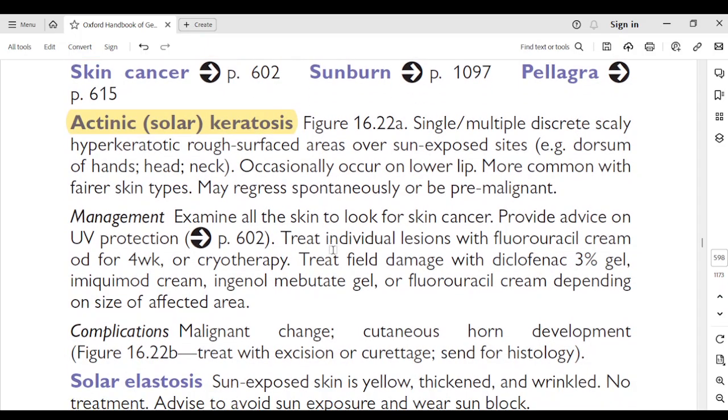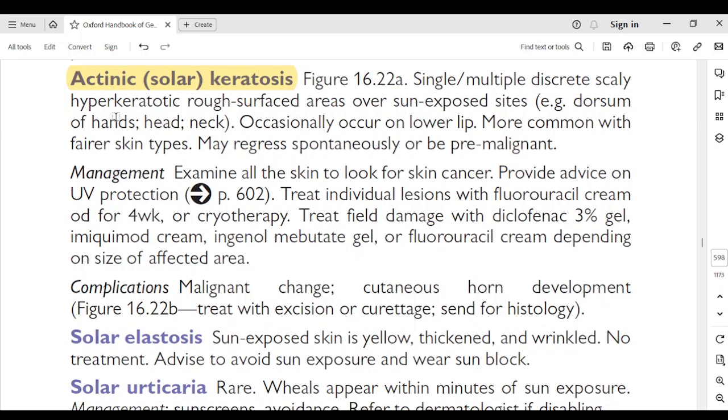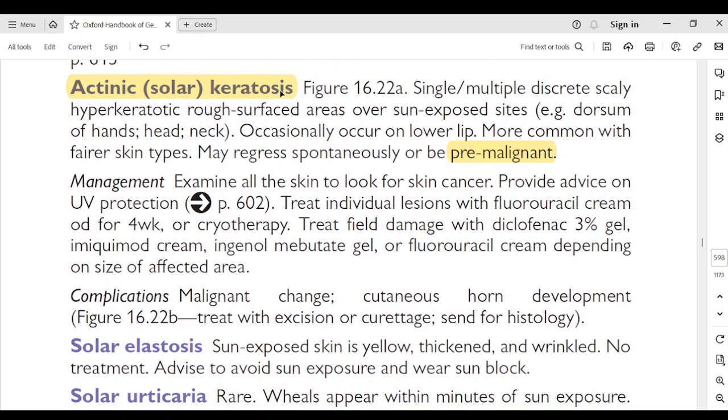Actinic keratosis. Single or multiple discrete scaly hyperkeratotic rough surfaced areas over sun-exposed sites, for example dorsum of the hands, the head and neck, occasionally on the lower lip. More common with fairer skin types, may regress spontaneously or can be pre-malignant. So actinic keratosis is often pre-malignant.